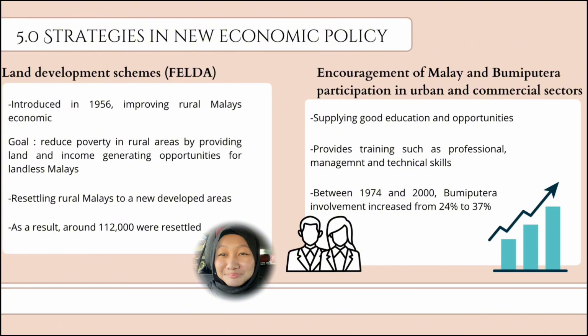Third is the Land Development Scheme, FELDA. This scheme was first introduced in 1956, aiming at improving the rural Malay economy. The goal of this scheme is to reduce poverty in rural areas by providing land and income-generating opportunities for landless Malays. The landless Malays will be resettled to a newly developed area. As a result, around 112,000 were resettled. They were resettled through the cultivation of oil palm and land development schemes.